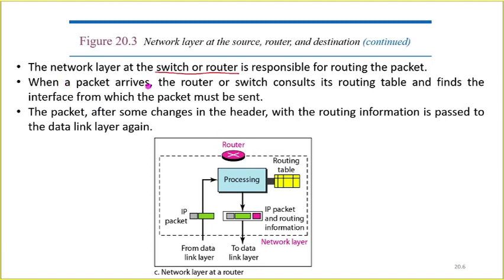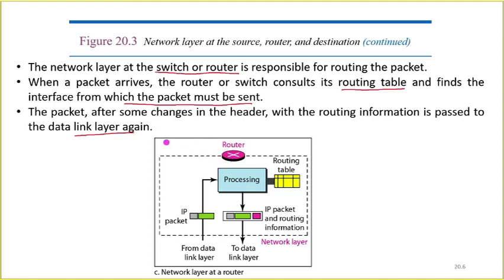So when a packet arrives, the router or the switch consults its routing table and finds the interface from which the packet must be sent. That is governed by the routing table. So the packet, after some changes in the header with the routing information, is passed to the data link layer again.